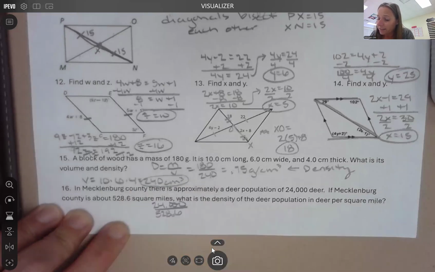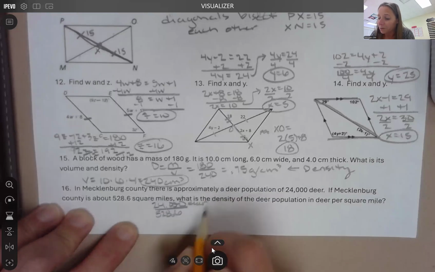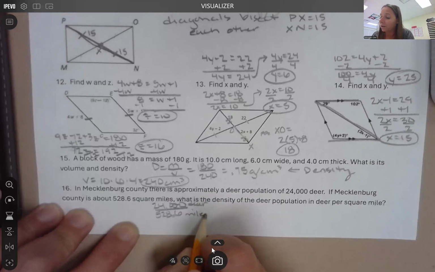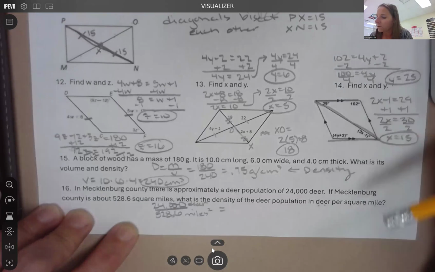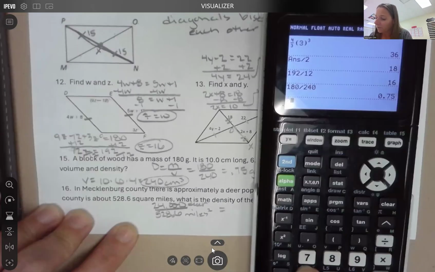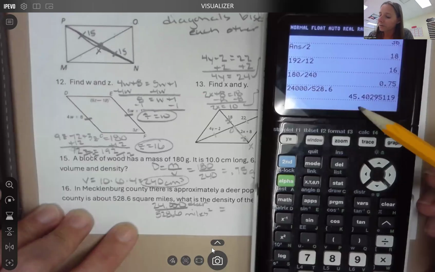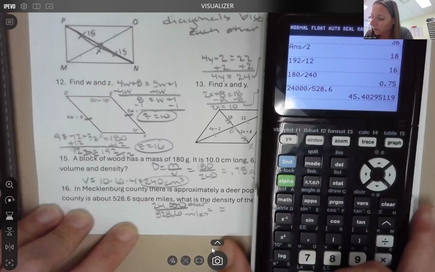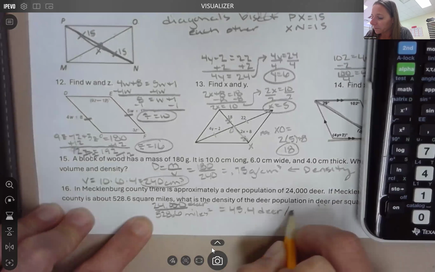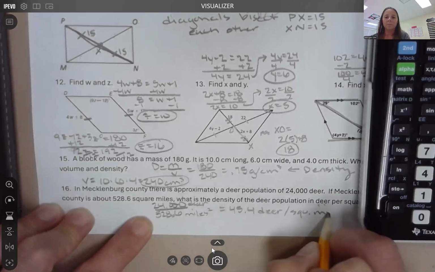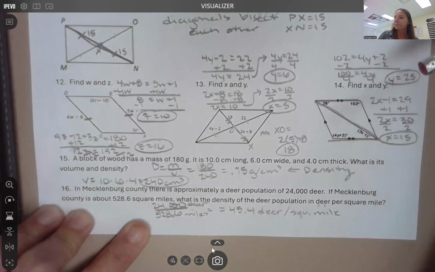Okay, and notice it says deer, so this is deer. This is square miles, so the miles squared, think of it that way. All right, and you're satisfying what the units should be. So if I take 24,000 and I divide it by 528.6, it is 45.4 approximately deer per square mile. All right, moving right along.